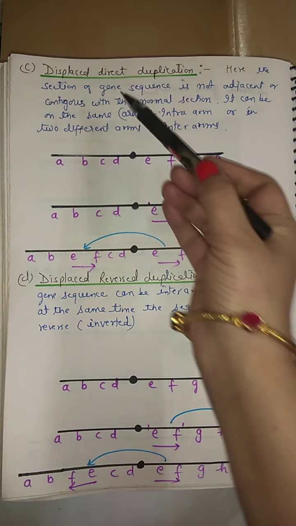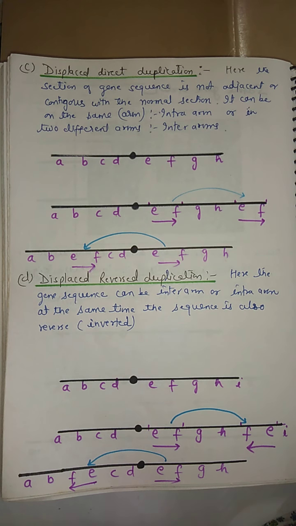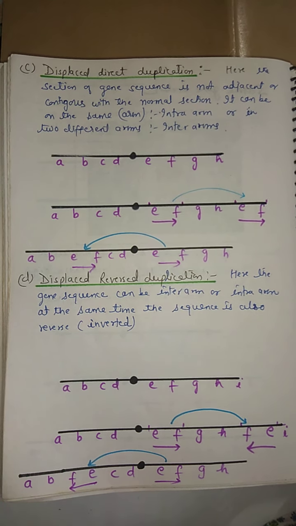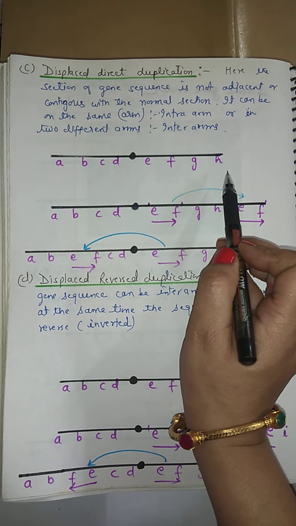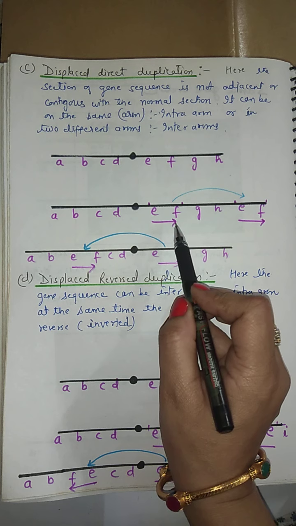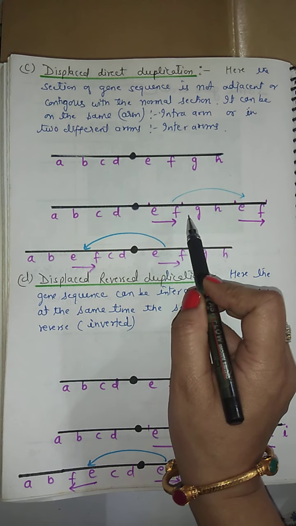Now the third type is displaced direct duplication. Here the section of gene sequence is not adjacent or continuous with the normal section. It can be on the same arm, called intra-arm, or in two different arms, called inter-arm. Here the chromosome A, B, C, D, E, F, G, H is drawn. Now this EF sequence is doubled, but this is not placed adjacent to EF.